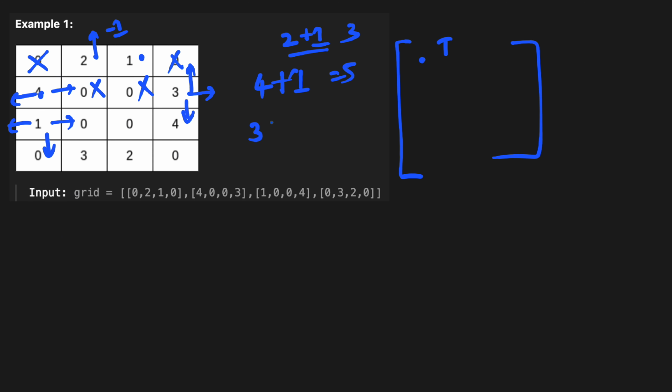So we collect 4 fish from there. Now the total number of fish we have collected is 7. From this water cell, we try to go up. It is already visited. Then we try to go right. It is out of bounds.